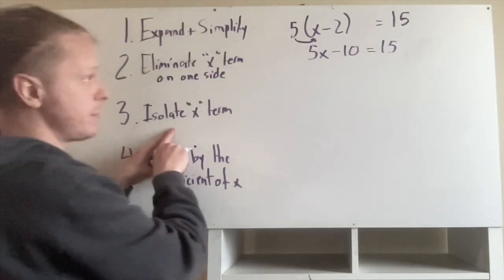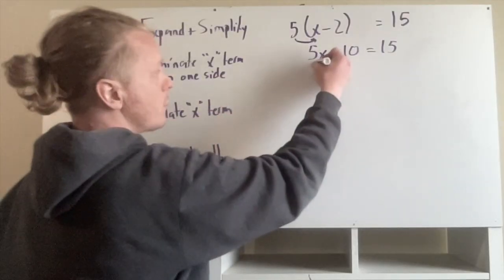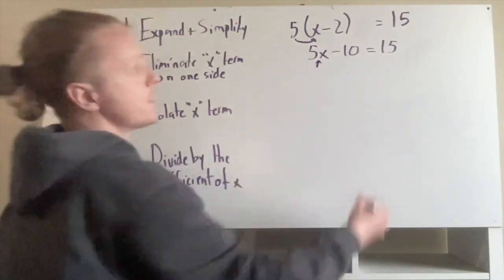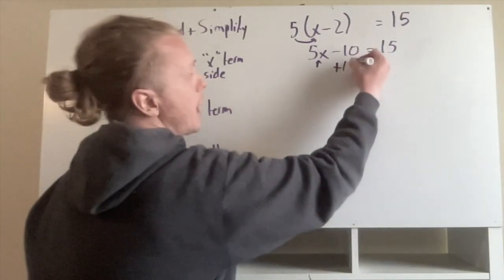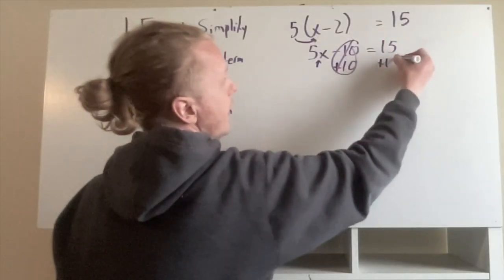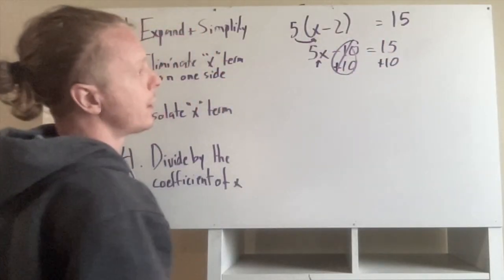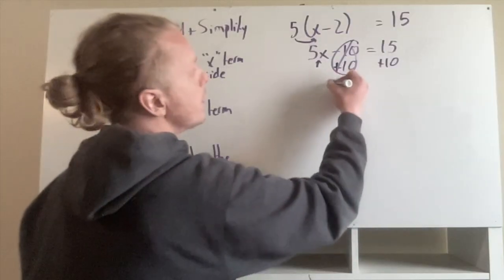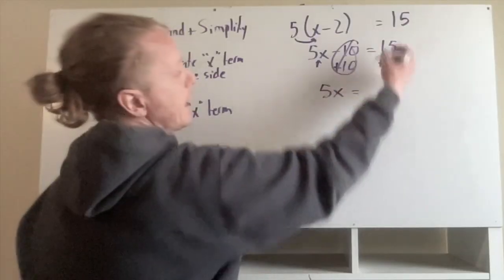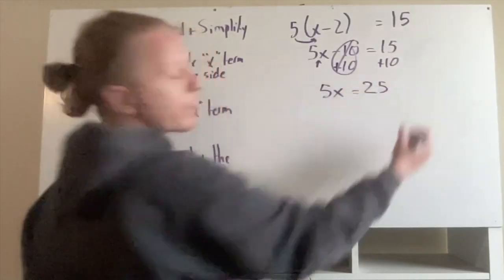Isolate the x term. Here's my x term. What's stopping it from being alone? Minus 10. So let's do the opposite. Let's make this a 0. And if I add 10 there, I add 10 here. So what are we left with? 5x on this side and 25 over here.